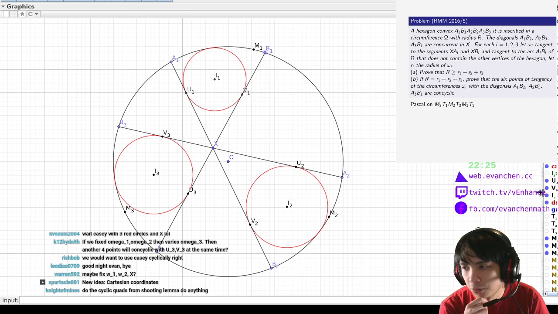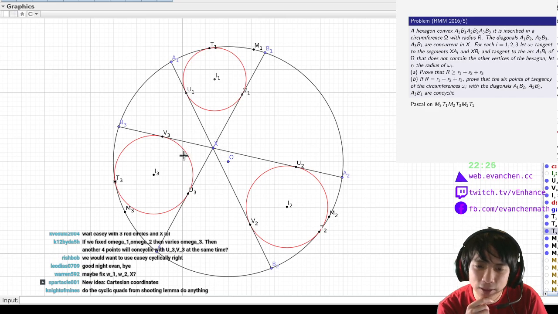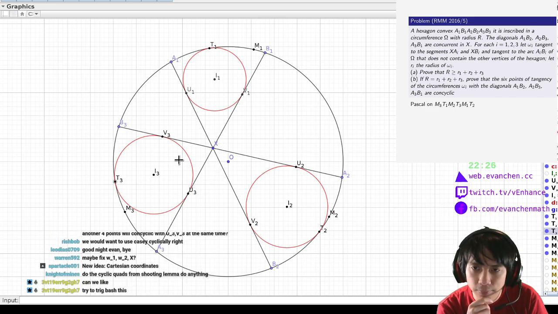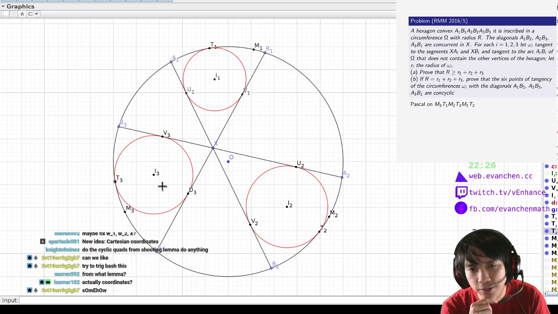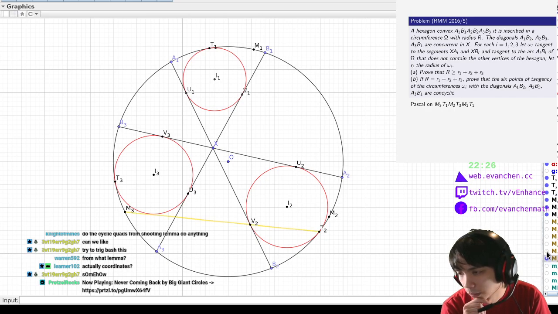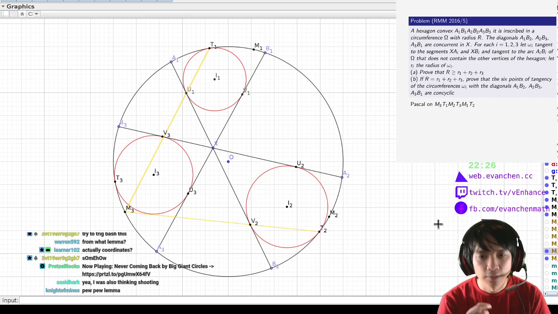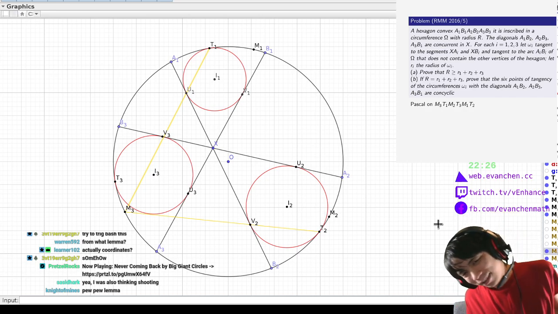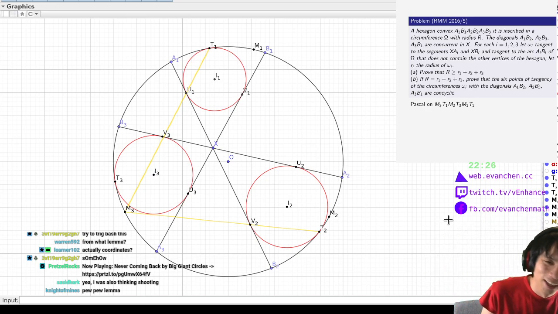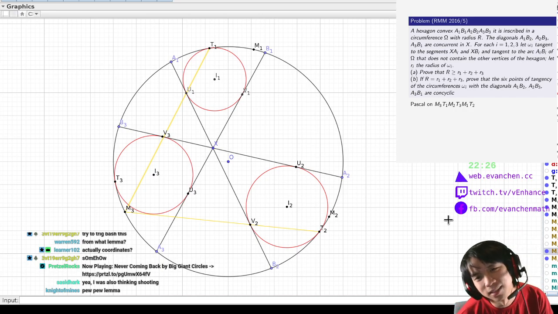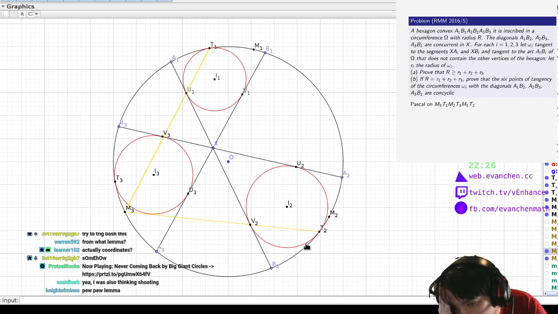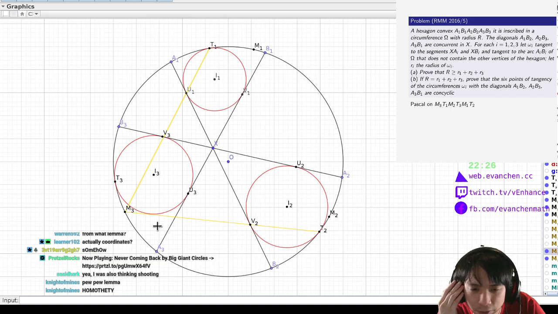Do the cyclic quads from the shooting lemma do anything? You tell me. For example, if I tilt my head, T1, M3 has some cyclic quads. From each of the arc midpoints, you get these cyclic quads. So T1, these 4 guys are cyclic. But again, how do I get the radii? That's something I really care about. The best thing I have is that the ratio of R2 to capital R is whatever T2V2 against T2M3 is.